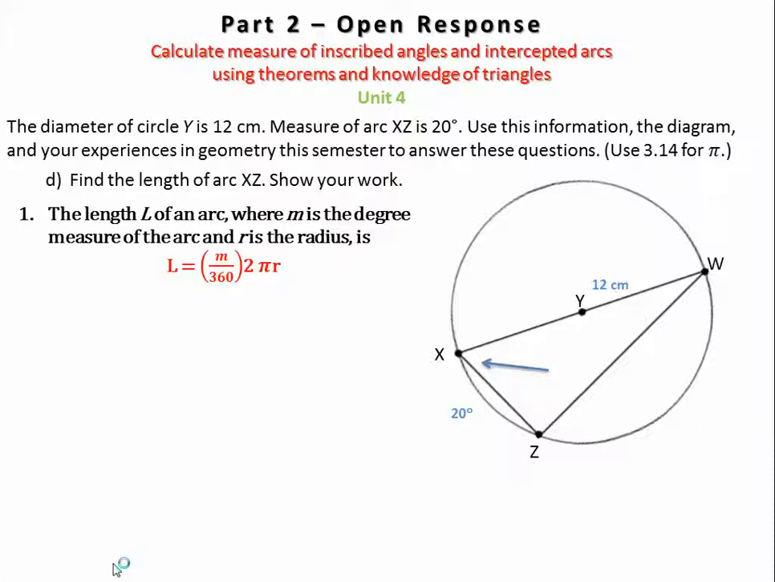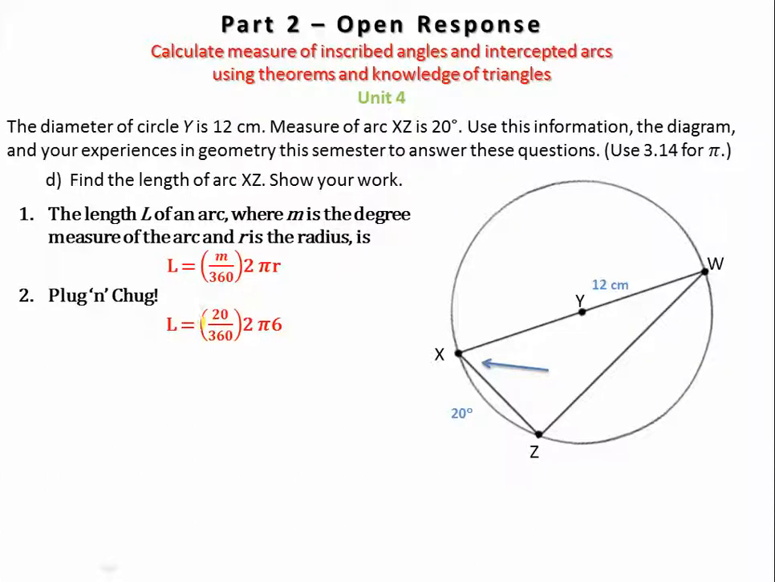Okay, then part D said find the length of arc XZ and show your work. Now the length of an arc, which is L, where M is the degree measure of the arc and R is the radius, this is what that formula looks like. Okay, so I can find out that the length of the arc is going to be M over 360 multiplied by 2 pi r. Now remember, 2 pi r is how I'm calculating circumference. Okay? So really all I got to do here is plug and chug.